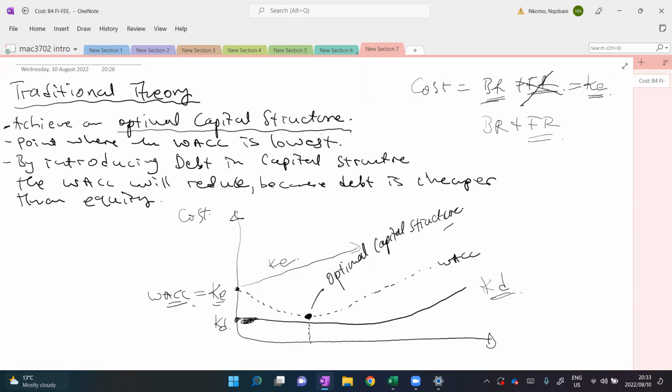Are we together? To say the entity can achieve an optimal capital structure by introducing debt. How does the entity achieve an optimal capital structure? Because the weighted average cost of capital at the optimal capital structure is the point where the WACC of the entity is lowest. And it can achieve that by introducing a cheaper source of finance, which is your debt.